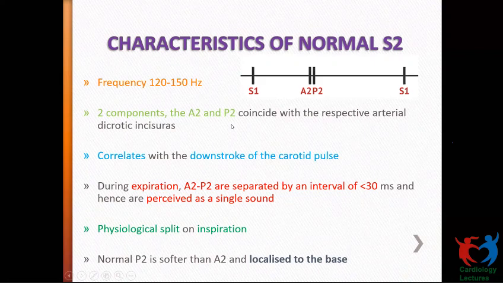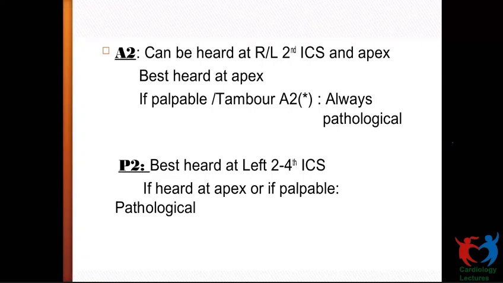P2 is normally a softer sound, and A2 is a louder sound. A2 is heard all over, whereas P2 is localized. These are important to describe abnormal sounds. Typically, A2 is best heard in the aortic area, but it's also heard all over, except in ASD.